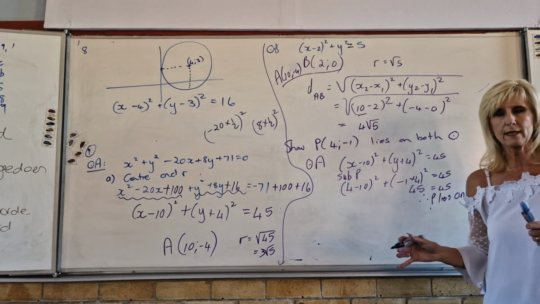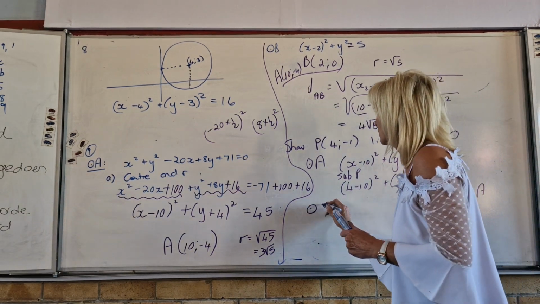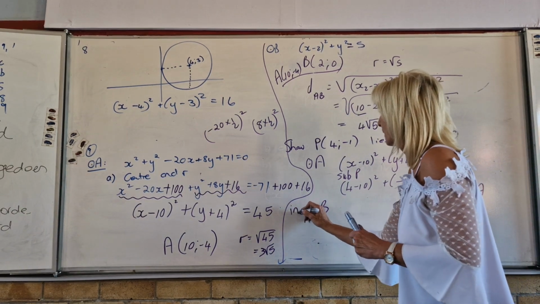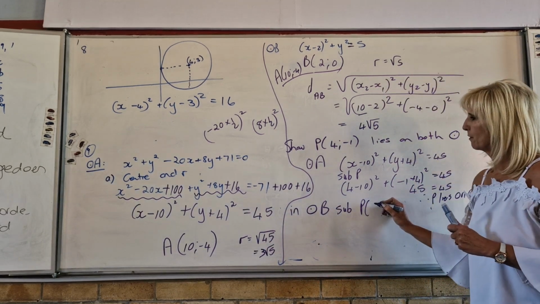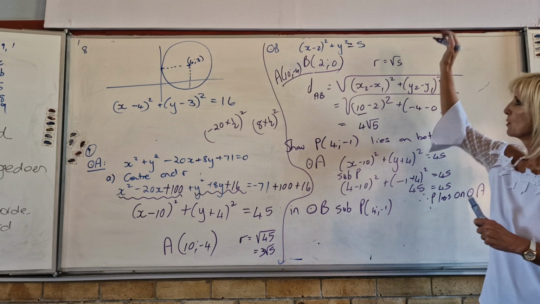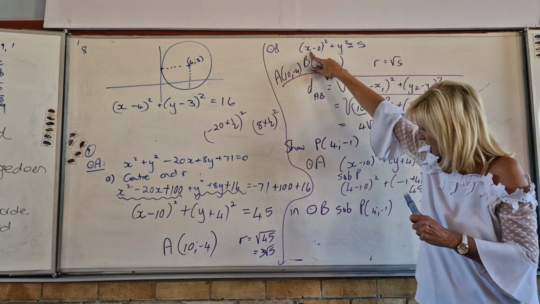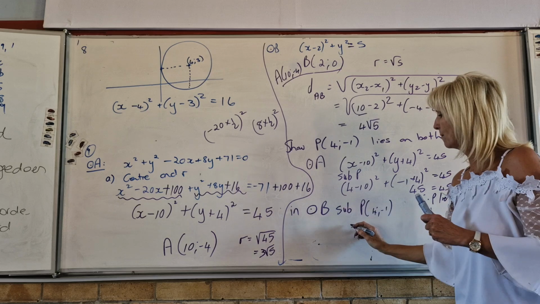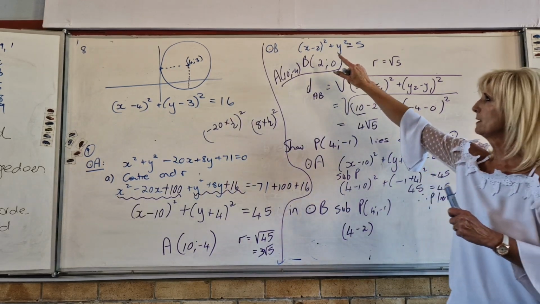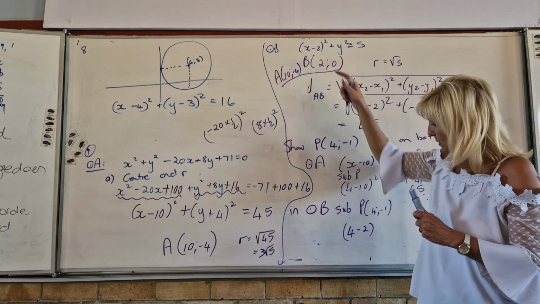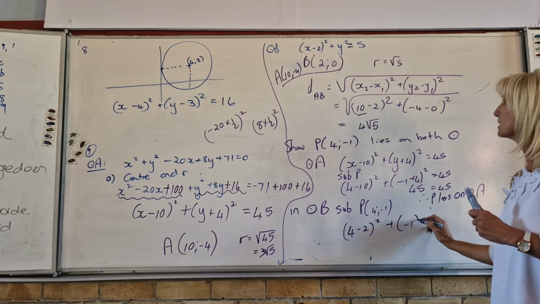And you're going to do exactly the same thing for circle B. So we're substituting into circle B, at point P of 4 and negative 1. So we're back at circle B, which is this one. X is then 4 minus 2. Are you following me here? Yes. This little space. So substituting the x with a 4 and the y with a negative 1.